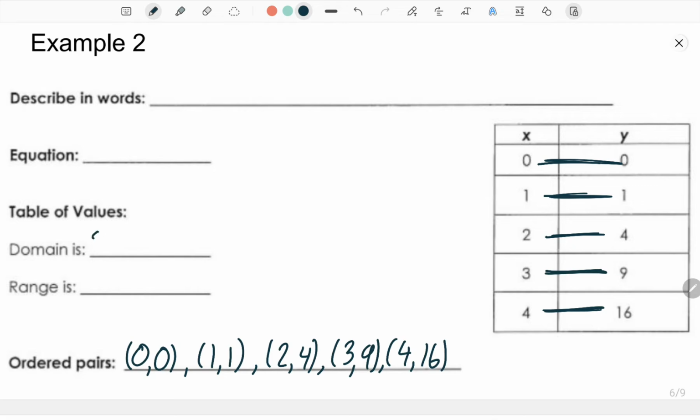And we can also very quickly do our domain and range. So domain is the x value, so 0, 1, 2, 3, 4.